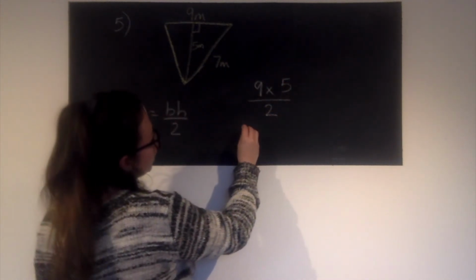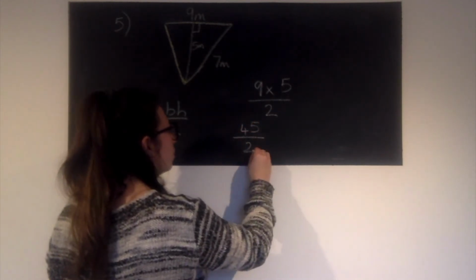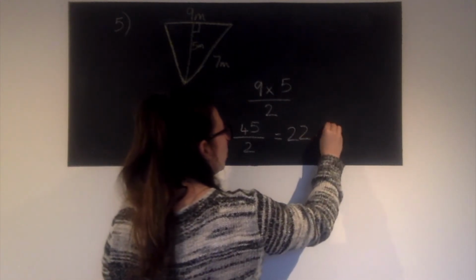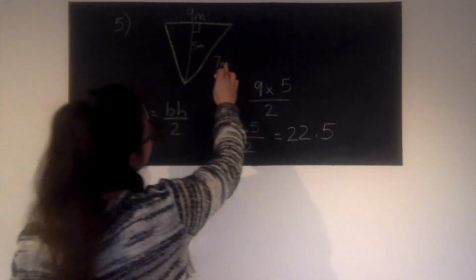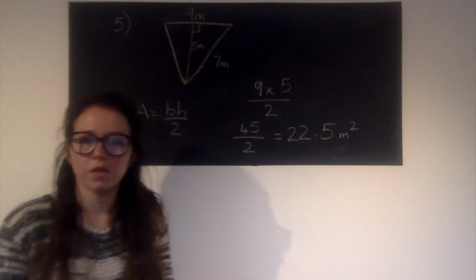9 times 5 gives us 45. Divide that by 2 gives us our answer, 22.5. Remember, we're looking at metres this time, metres squared. Well done if you got those.